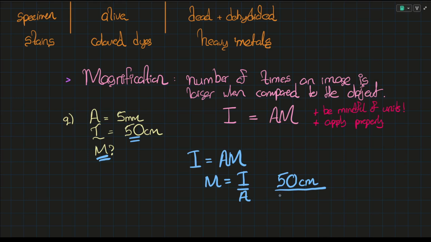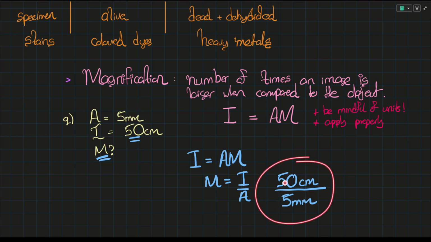What about the actual size? That is 5 millimeters. So then you do 50 over 5. You get a value. You write that down. Completely wrong. Why? What's the issue? Refer to this. You have to be mindful of units.